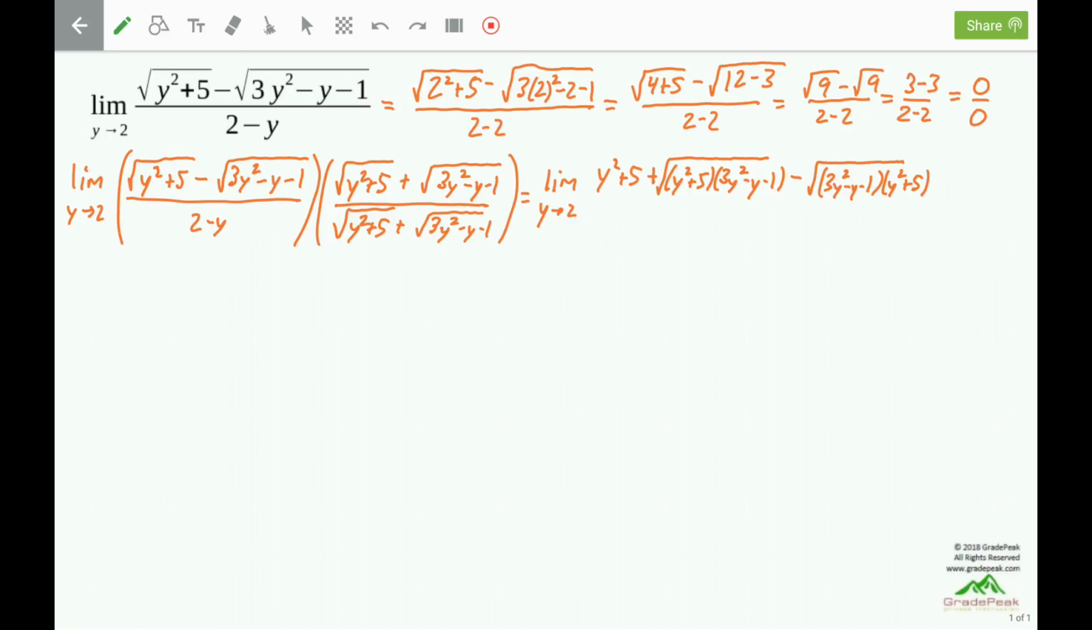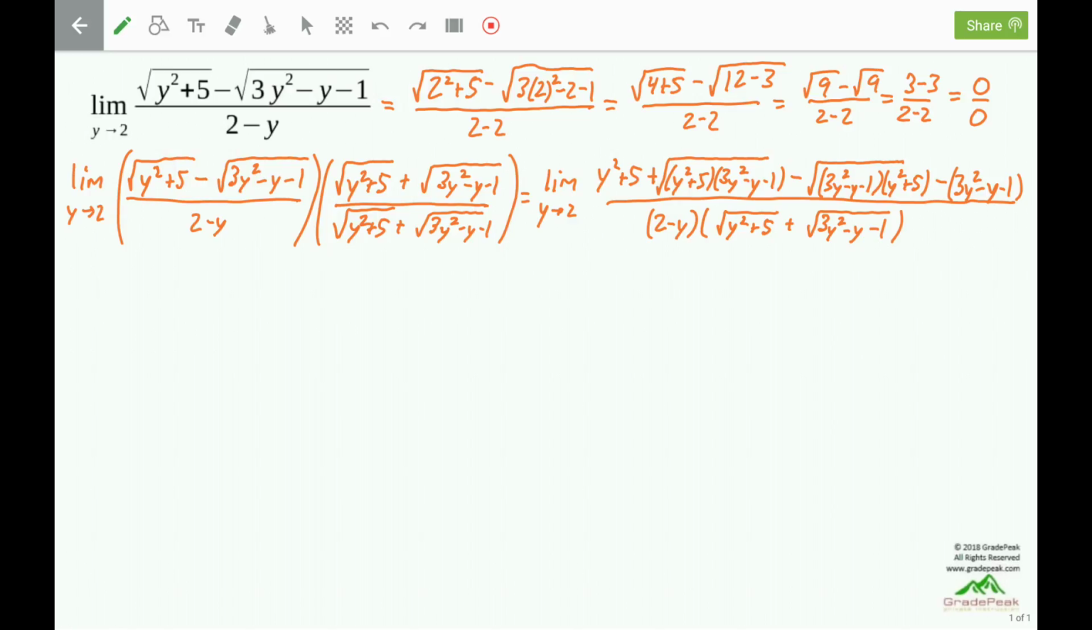And then the last will be a negative root of 3y squared minus y minus 1 times a positive root of 3y squared minus y minus 1, which will be negative due to one of them being negative. And then the quantity of 3y squared minus y minus 1. That entire thing will be divided by the denominator, which is not root conjugates, and therefore we will not FOIL it out. They are multiplying each other. So we're going to write them multiplying each other, but not actually FOIL them.